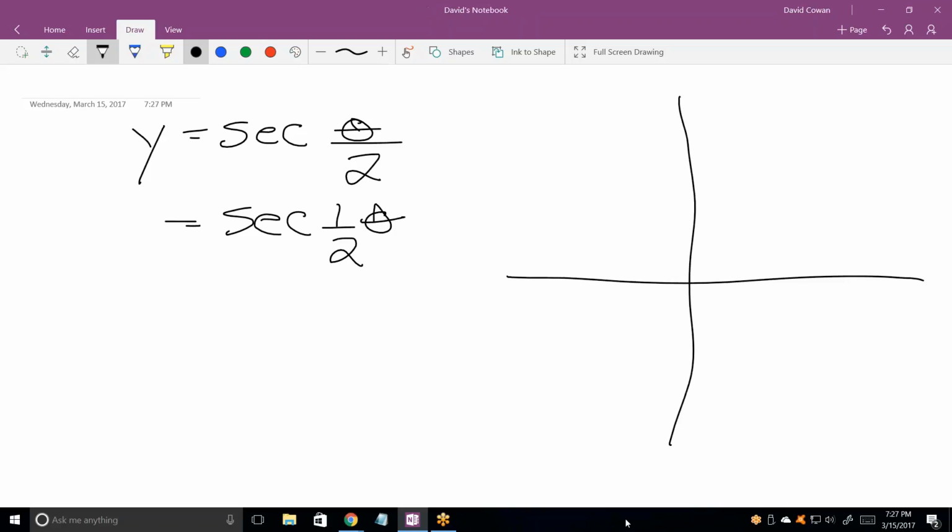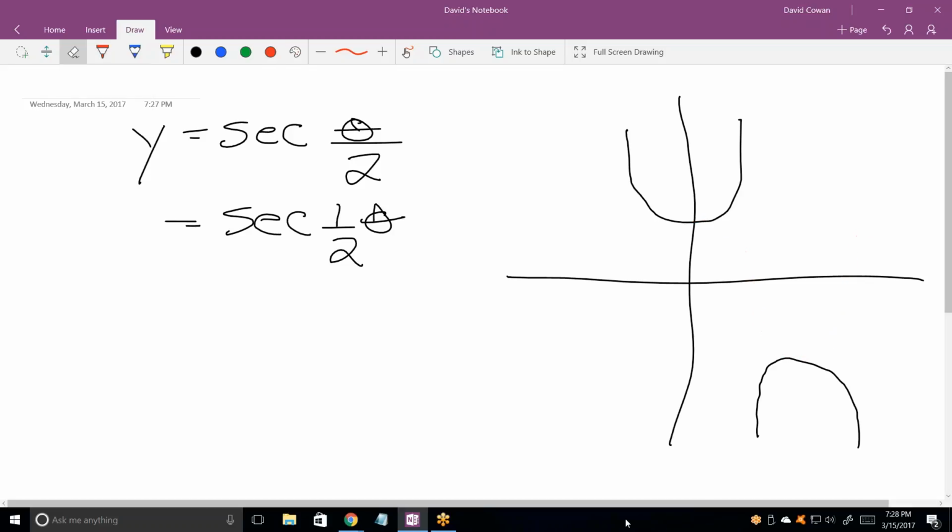Secant's reciprocal of cosine, so it sits on top and bottoms of the cosine curve. In other words, the cosine curve, if I put that in there, looks like that, right? So I drew one period of the secant. Now, the only difference between the curve we drew, this is a period of 2 pi.